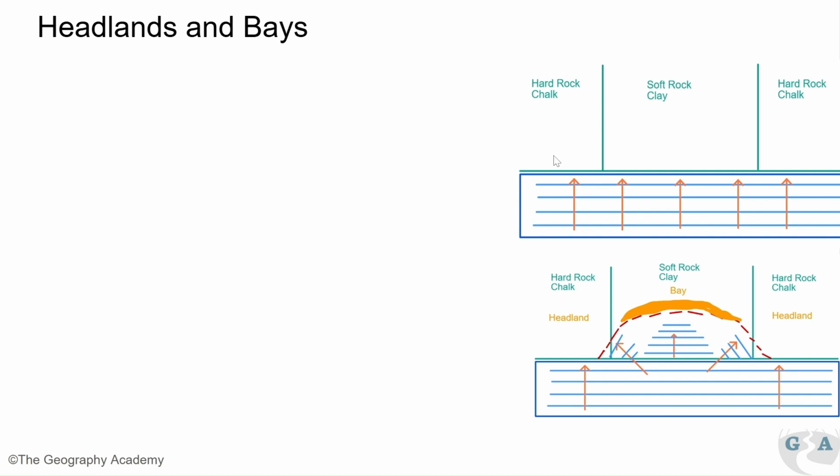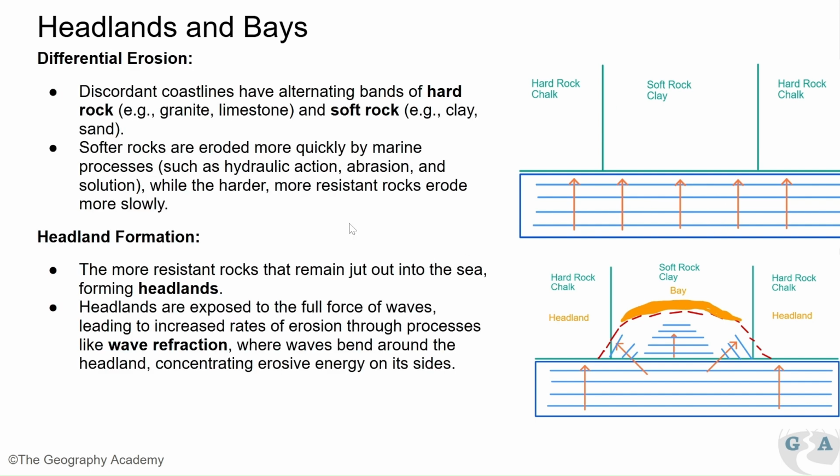We have the discordant coastline here where we see alternate bands of hard rock and soft rock. Here's our ocean. And what's happening basically is that the soft rock, like a clay, is going to be eroded fast. And the hard rock, which is, let's say, something like a granite, like intrusive igneous, is going to be a bit more resistant to the changes. The soft rock then is eroded much quicker. At this point, you can bring in the definitions from the previous one, which is hydraulic action, abrasion, solution, how that works to erode away the softer bay.